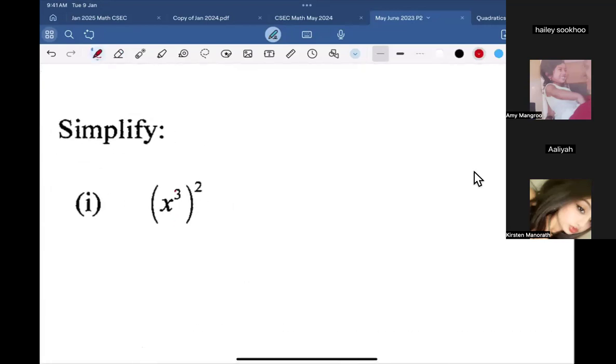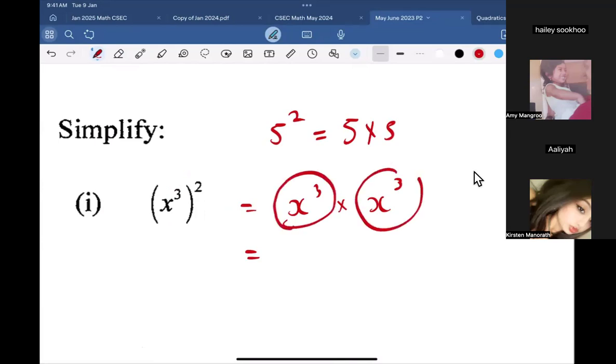So we have x cubed to the power 2. Imagine you have 5 squared. 5 squared means 5 by 5. You could agree with that, right? Okay, so x cubed squared means x cubed by x cubed. Anytime you see squared, you're multiplying something by itself. Now, what does x to the power 3 mean? That means you're multiplying x by itself 3 times. So if you multiply x by itself 3 times, again by itself 3 times, that's going to be x to what power? 6. Yeah, that's the answer.